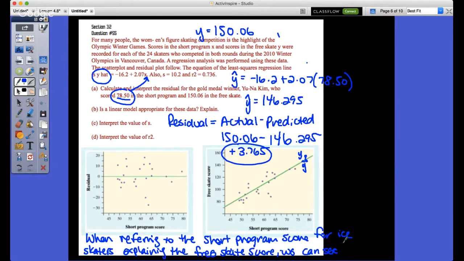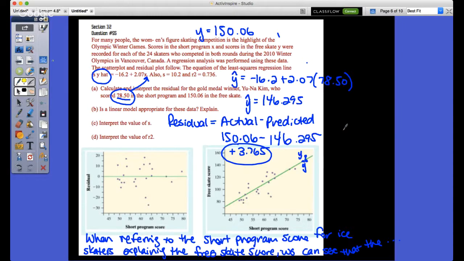Referring to the short program score for ice skaters, explaining the free skate score, we can see that, dot, dot, dot. All right, here's the deal. I'm going to erase this here. I'm going to come back up here in yellow. All right, so that was context. The blue part's context. Here we go.